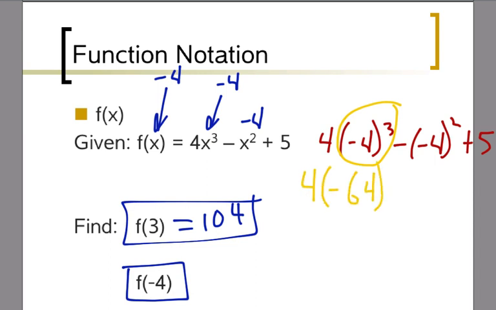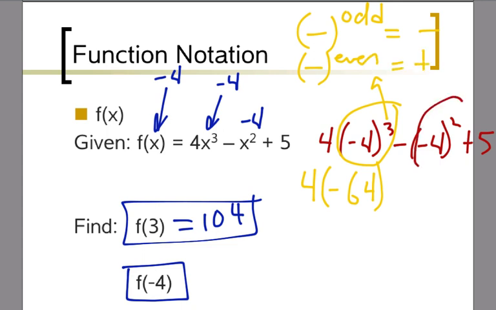Now recall that I said in a previous lesson, if I have a negative being raised to an odd power, the answer will be negative, and if I have a negative raised to an even power, the answer will be positive. And that's helpful for this next one, because it says negative 4 squared, so it's going to be minus positive 16, because the negative sign still came down from before, but this negative 4 turned into positive 16, and then I add 5 at the end.